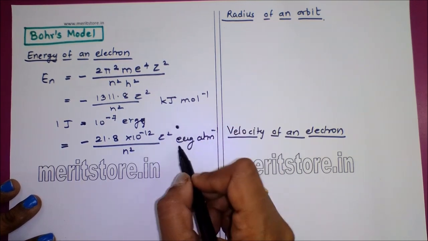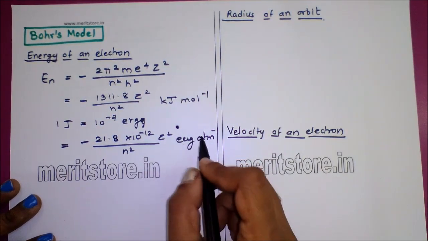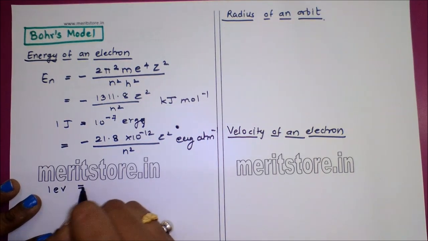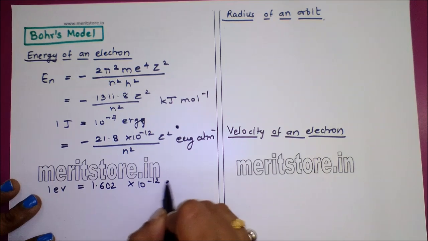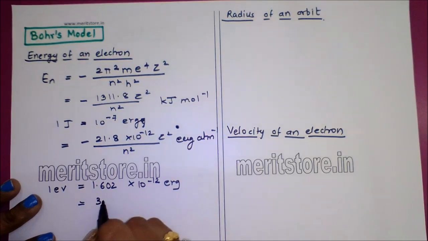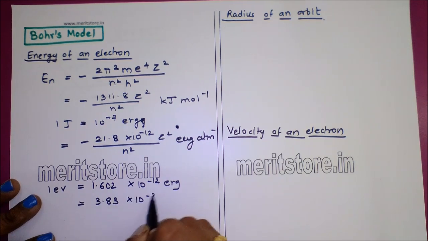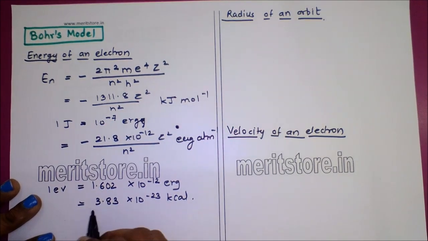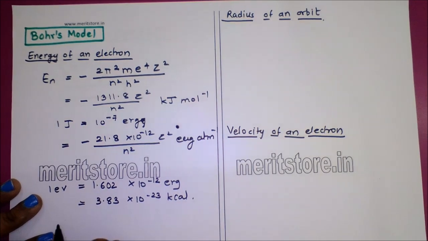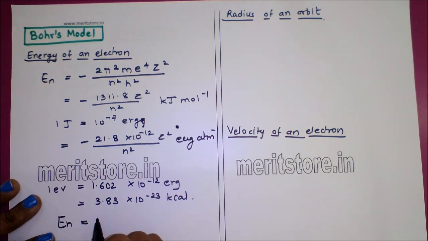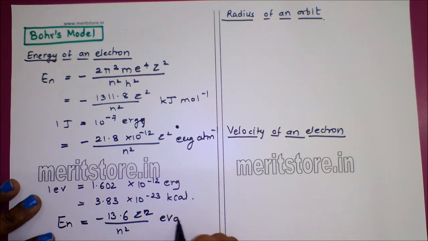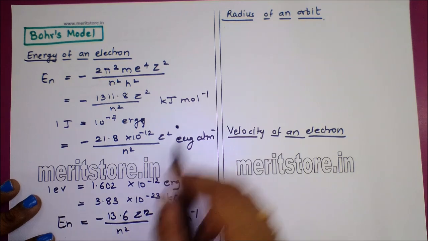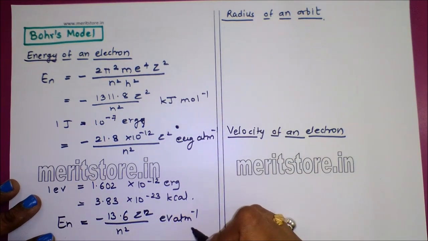We can also calculate the same thing in terms of the electron volt. 1 electron volt is equal to 1.602 into 10 raised to minus 12 erg, or that is equal to 3.83 into 10 raised to minus 23 kilocalories. Hence we can put this value over there and we can express this energy in terms of electron volt as minus 13.6 Z square upon n square. This answer will be in electron volt per atom. So these are different formulas in order to calculate the energy.